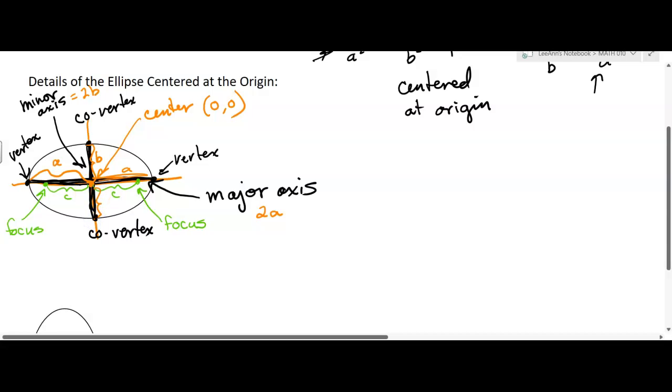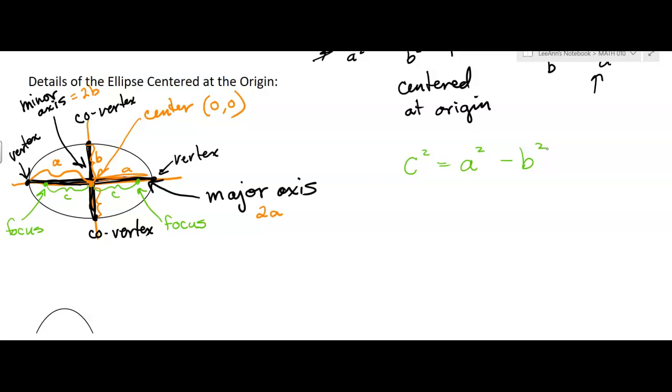And then the relationship for c, so this is important. We did c in green. c squared is equal to a squared minus b squared. So if we need to find where the foci are, we have to figure out what c is, and we can do that if we know what a and b are. I know it's all crowded in there, but that's the way it goes.